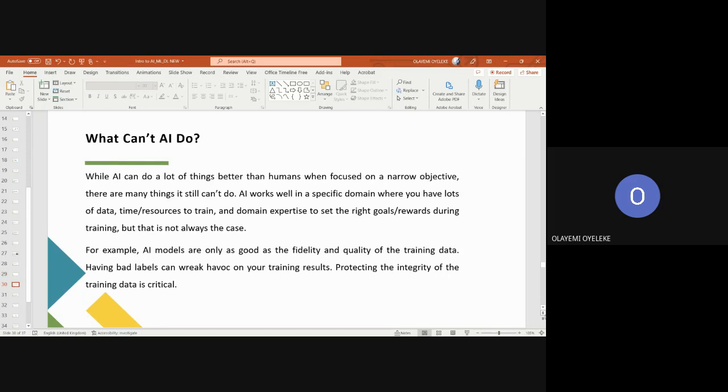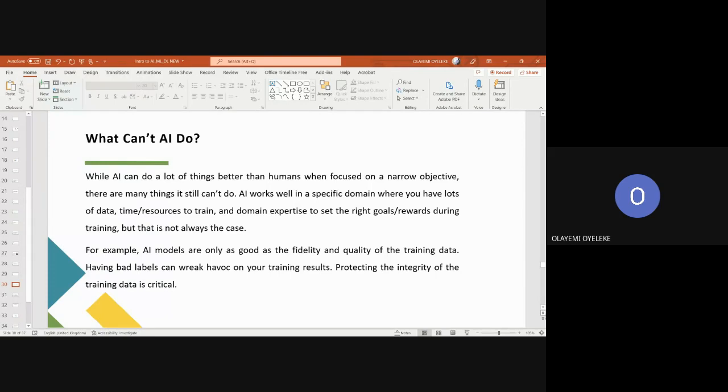Now, even though AI can do a lot of things, some of which we've gone through, what can't AI do? While AI can do a lot of things better than humans when focused on a narrow objective, there are many things it still can't do. AI works well in specific domains where you have lots of data, time and resources to train, and domain expertise to set the right goals and rewards during the training. But that is not always the case.